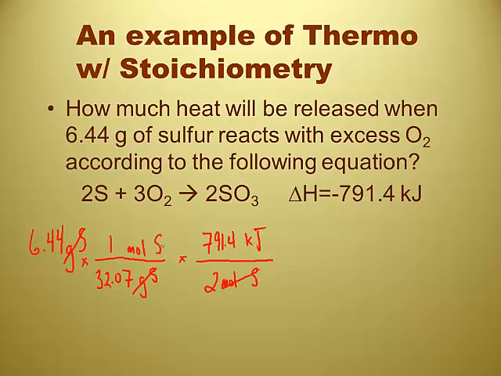Does it matter if I include that negative sign on the 791.4? No, because it's not going to change the direction. It's still going to be released. If I do include the negative, I'll come up with a negative value. It's just telling me released. The negative sign just tells you direction. If I already know it's released, I don't need the negative sign. So you get 79.5 kilojoules of energy released when you react 6.44 grams of sulfur with excess oxygen.